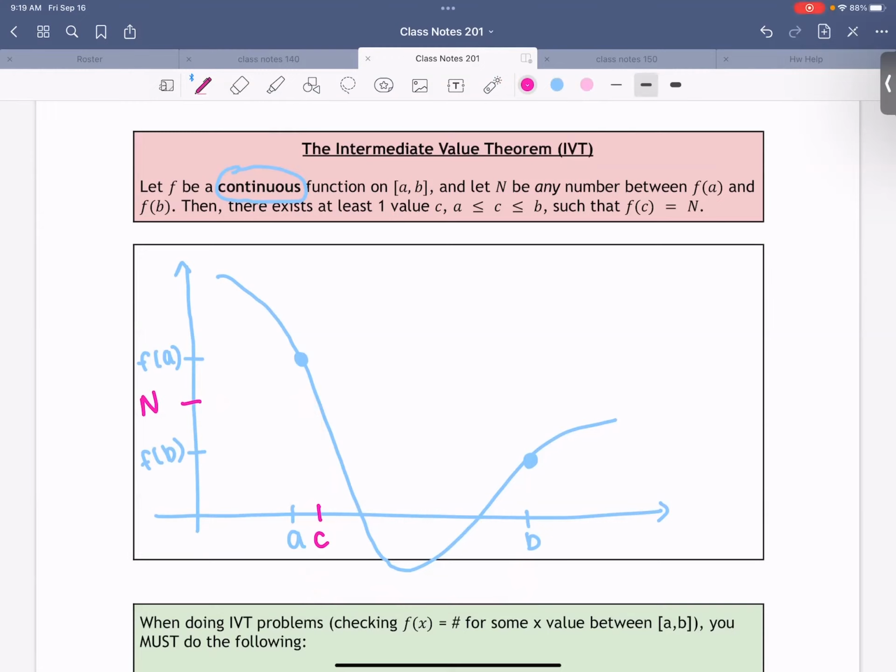Now one thing is this theorem isn't saying that the function has to be between f(a) and f(b) between a and b. The function can go down, right? This function went below f(a) and f(b), but there is one value where our function takes the value n. Now I know that's really abstract, so let's just do a couple intermediate value theorem questions and it might clear things up.